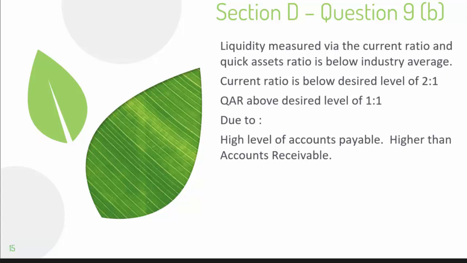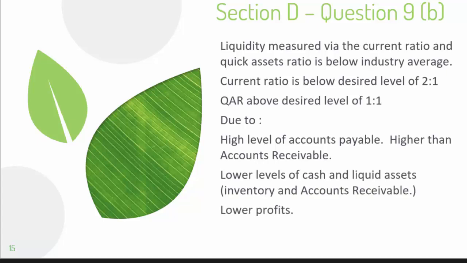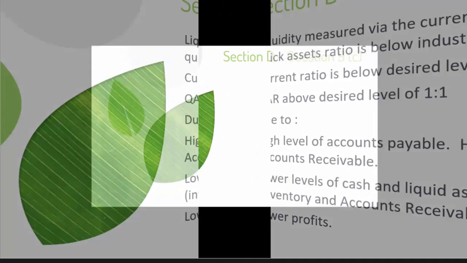This is due to the high level of accounts receivable. The fact that it's also higher than accounts receivable, I think, is notable. They've got lower levels of cash and liquid assets. And liquid assets, we talk about inventory and accounts receivable as well. And the fact that we've got lower profits, which generates less cash. So they're the reasons for the liquidity situation.